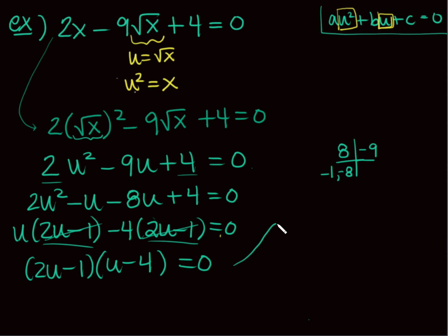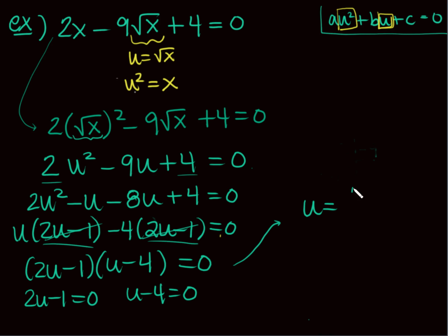Okay, so what are my possible solutions, right? Well, I have 2u minus 1 equals 0, or u minus 4 equals 0. If I choose u's that make either one of those 0, my whole equation is going to be 0. So let's see what happens here. So I get either u equals 1/2, right? Or I get u equals 4.